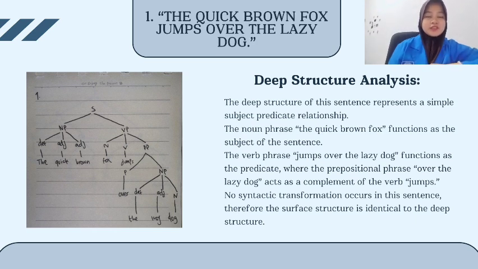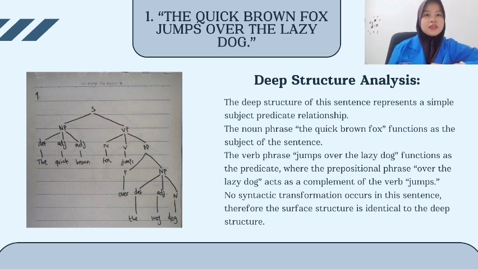In deep structure analysis, this sentence represents a simple subject-predicate relationship. The noun phrase, the quick brown fox, functions as the subject of the sentence. Here we have two adjectives, quick and brown, modifying the noun fox. The verb phrase, jumps over the lazy dog, functions as the predicate.